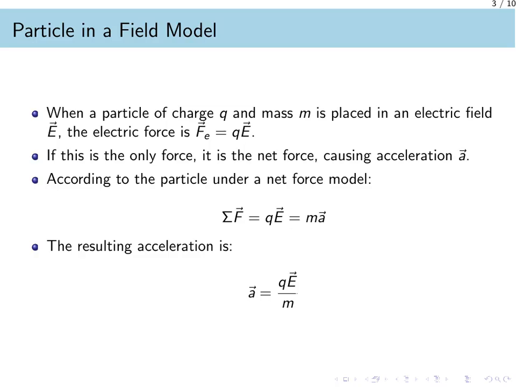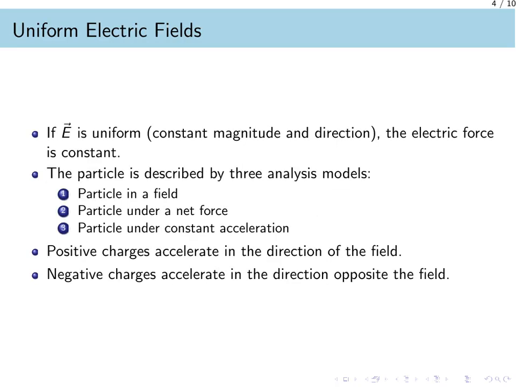According to Newton's second law, or the particle under a net force model, the net force equals the mass of the particle times its acceleration. By setting the mass times acceleration equal to the charge times the electric field, we can solve for the resulting acceleration. This gives us an acceleration equal to the charge multiplied by the electric field, all divided by the mass of the particle. We now narrow our focus to uniform electric fields.